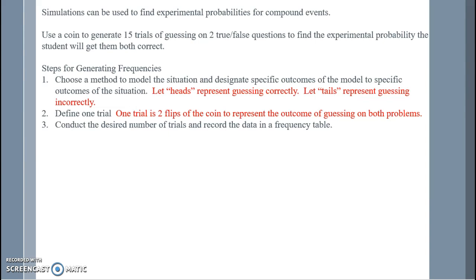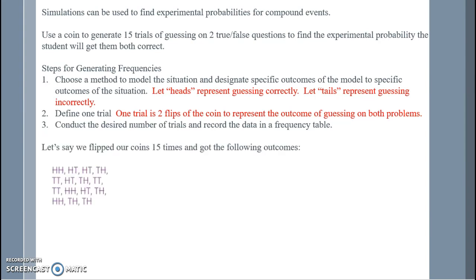Using the example from above, we're going to use a coin to generate the true or false. We're going to let heads represent guessing correctly and tails represent guessing incorrectly. One trial is 2 flips of the coin to represent the outcome of guessing on both problems. So let's say we flipped our coins 15 times and got the following outcomes: heads, heads, heads, tails, tails, heads, etc.